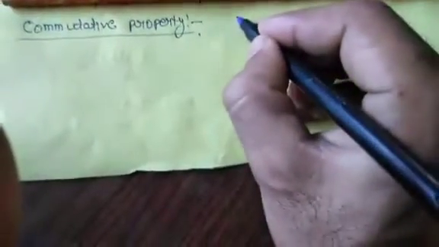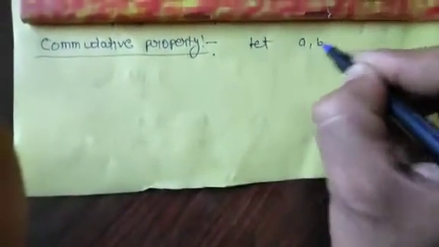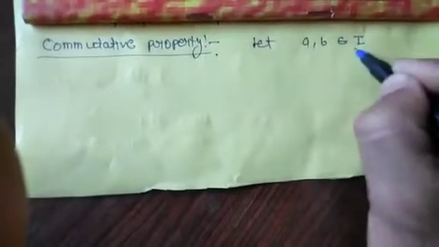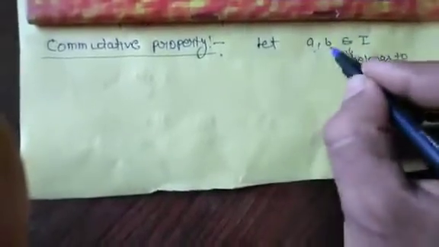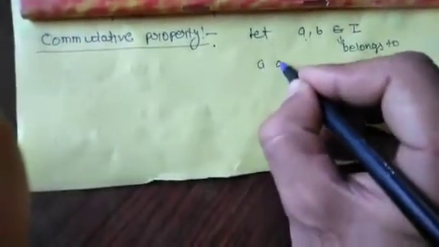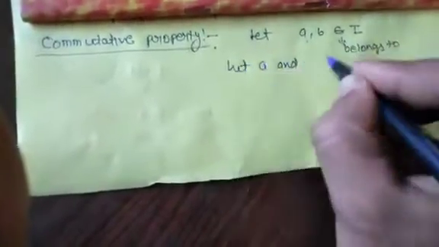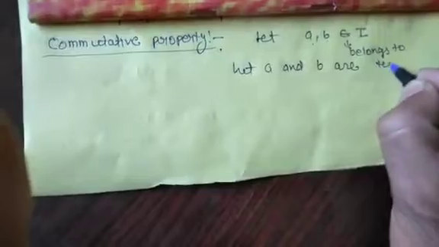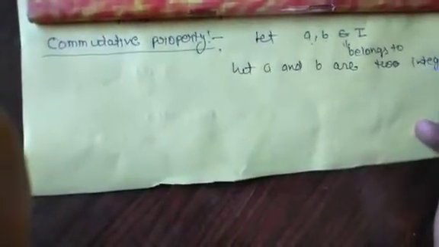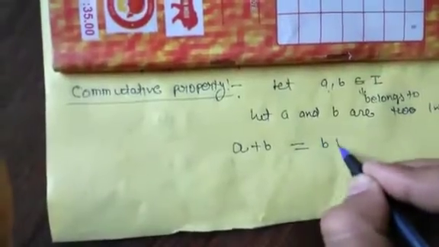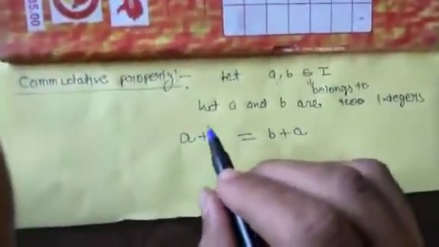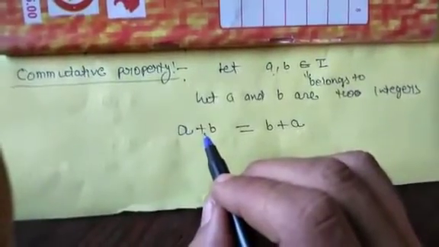After the discussion of the closure property, we may start commutative property. Let a, b be two numbers which belong to Z. This symbol we will read as belongs to. That is, a and b are two integers. Then a plus b will always be equal to b plus a. That is, we can add integers in any order.